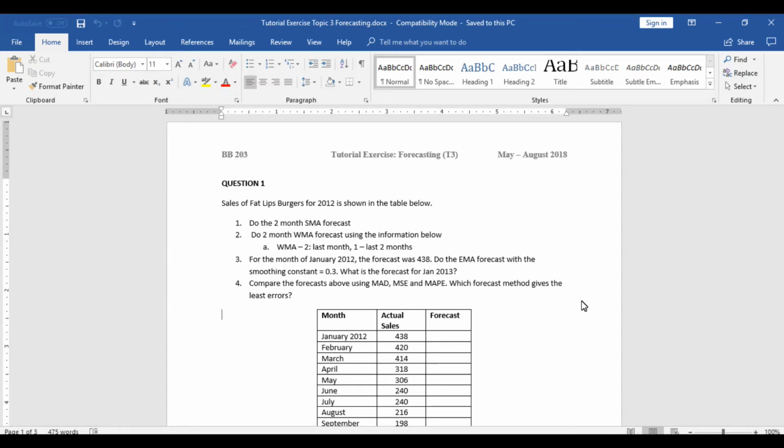Bismillahirrahmanirrahim and welcome everyone. Today I am going to do a tutorial exercise on forecasting. I will do question number 1 from the tutorial, and using three methods of forecast I will forecast for the given cell: first simple moving average forecast, second wedge moving average, and third exponential moving average.